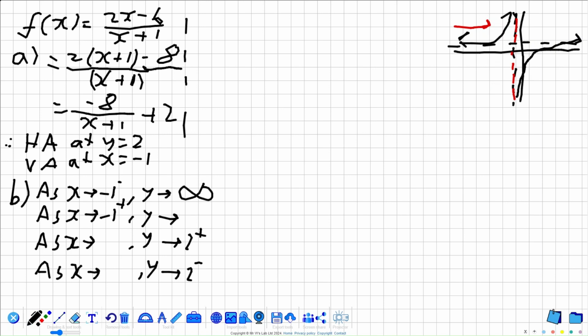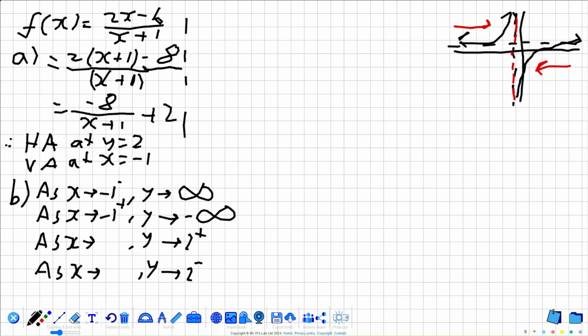And then what about when it approaches it from the opposite side? We can see that it goes downwards. And so it's clear that when it does that, y approaches negative infinity.